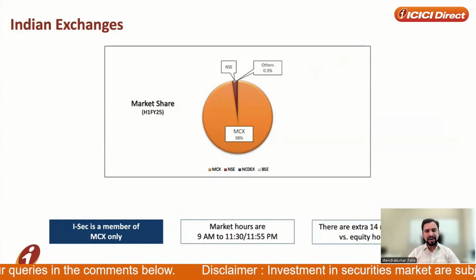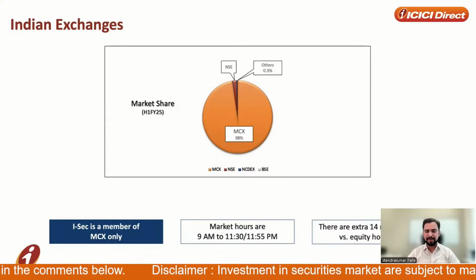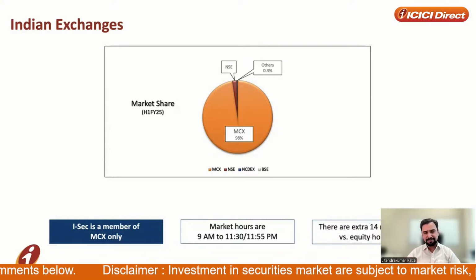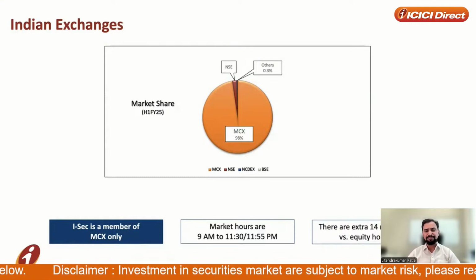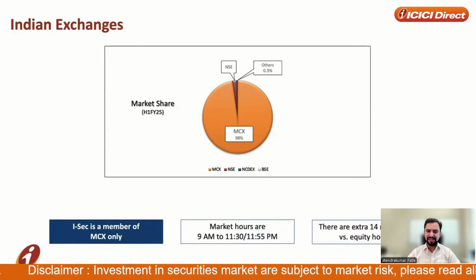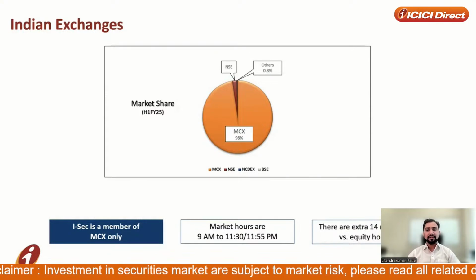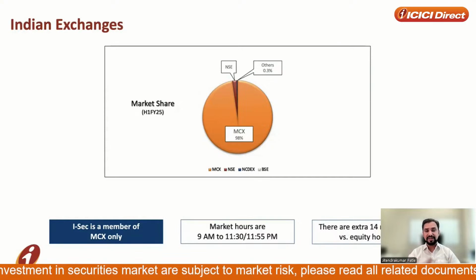So apart from that, talking about the market timing, we discussed 9 a.m. to 11:30 or 11:55 p.m. is the market timing. Actually, from March to November the market timing is till 11:30, and after that, because of US daylight saving, the timing gets extended by 25 minutes and runs till 11:55 p.m. So there is almost 14 to 15 hours of market time.